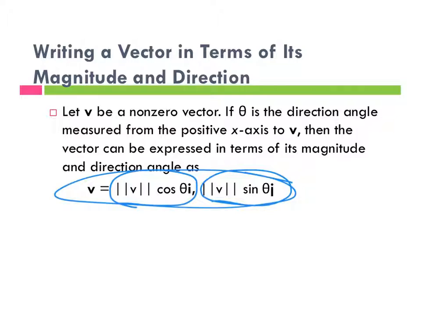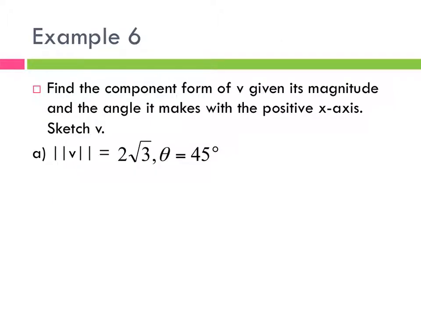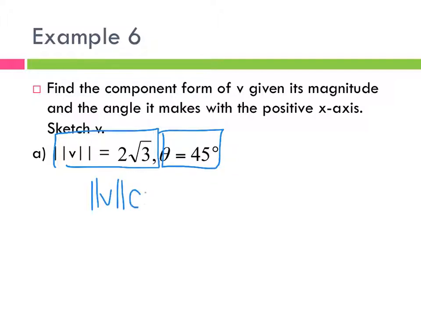If it is a special angle, don't use your calculator. Keep it exact. If it's an angle that's not on your unit circle, then use your calculator. Okay? There's one of each. So this is find the component form of V, given its magnitude and the angle it makes with the positive x-axis, and then sketch the vector. So here's my magnitude, and here's my theta. So it's going to be the magnitude of V times the cosine of theta, and the magnitude of V times the sine of theta.